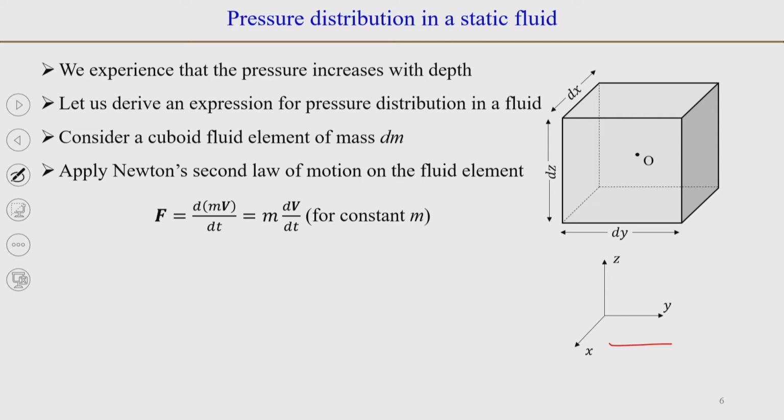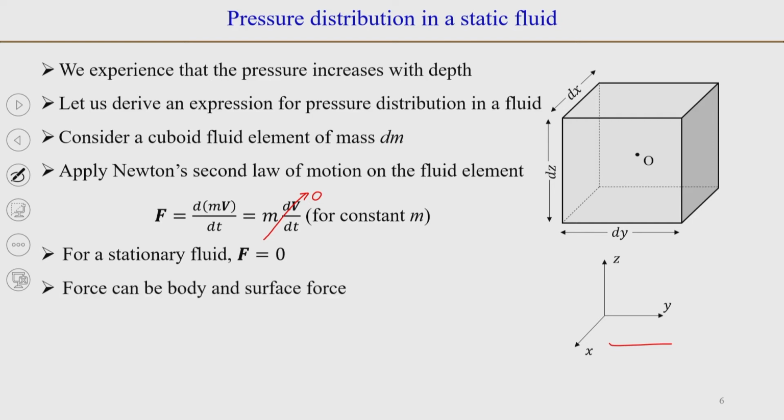Now, because the fluid is not moving, this term is going to be 0. So, m dv by dt will be 0. So, we have that for a stationary fluid, the net force on the fluid will be 0. So, the only thing we need to obtain is what is the net force on this fluid element.